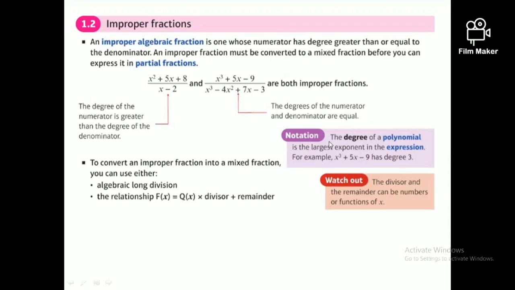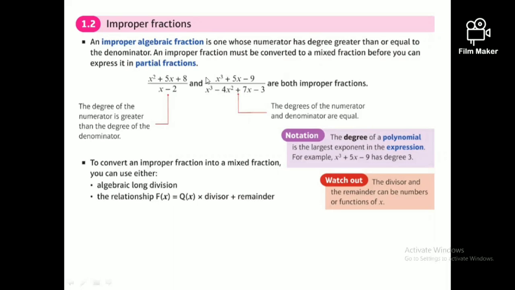We know that if the power of the numerator is greater than the power of the denominator, we consider those fractions as improper fractions. We can write these improper fractions as a whole number and a remainder. For example, in this fraction, this is x squared, here the power is 2 and here the power is 1. Therefore, you can divide x squared plus 5x plus 8 by x minus 2.